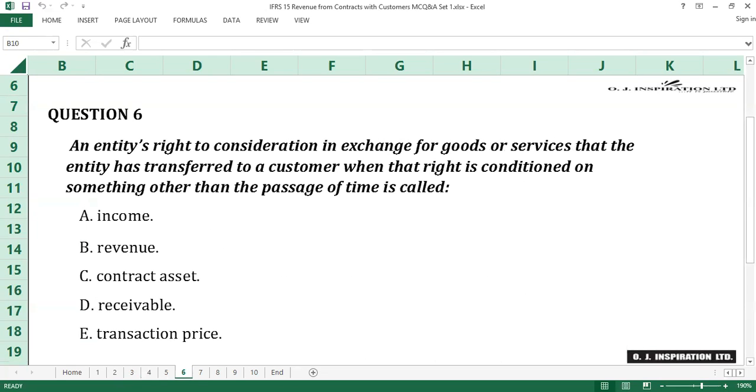Question number 6. The answer to question number 6 is C, contract asset. Contract asset is an entity's right to consideration in exchange for goods or services that the entity has transferred to a customer when that right is conditioned on something other than the passage of time. C is the answer to question number 6.